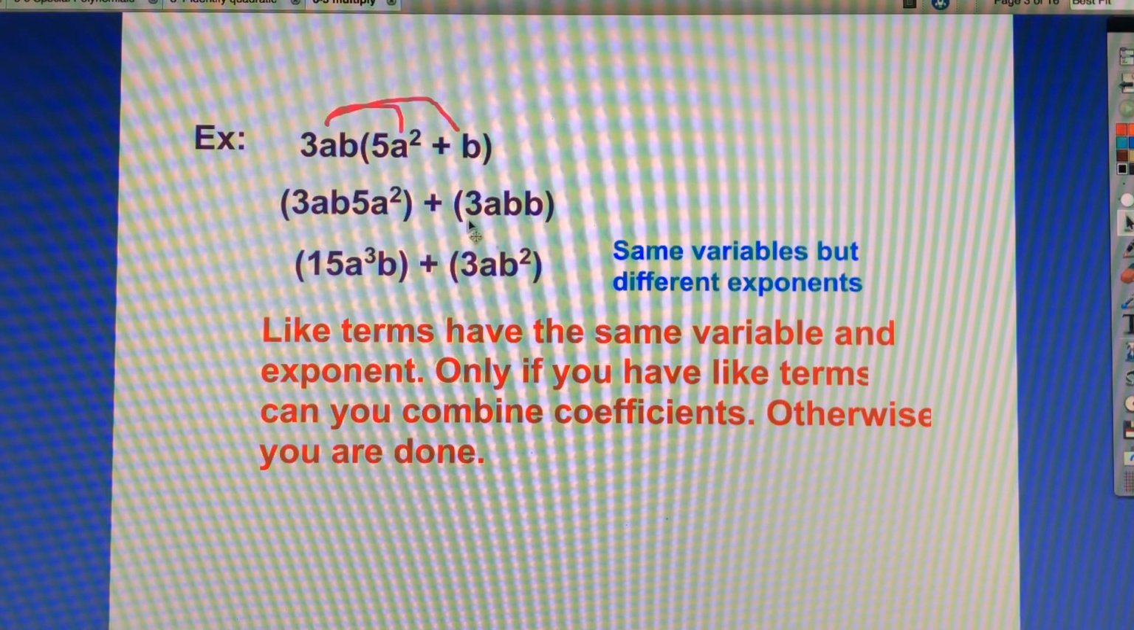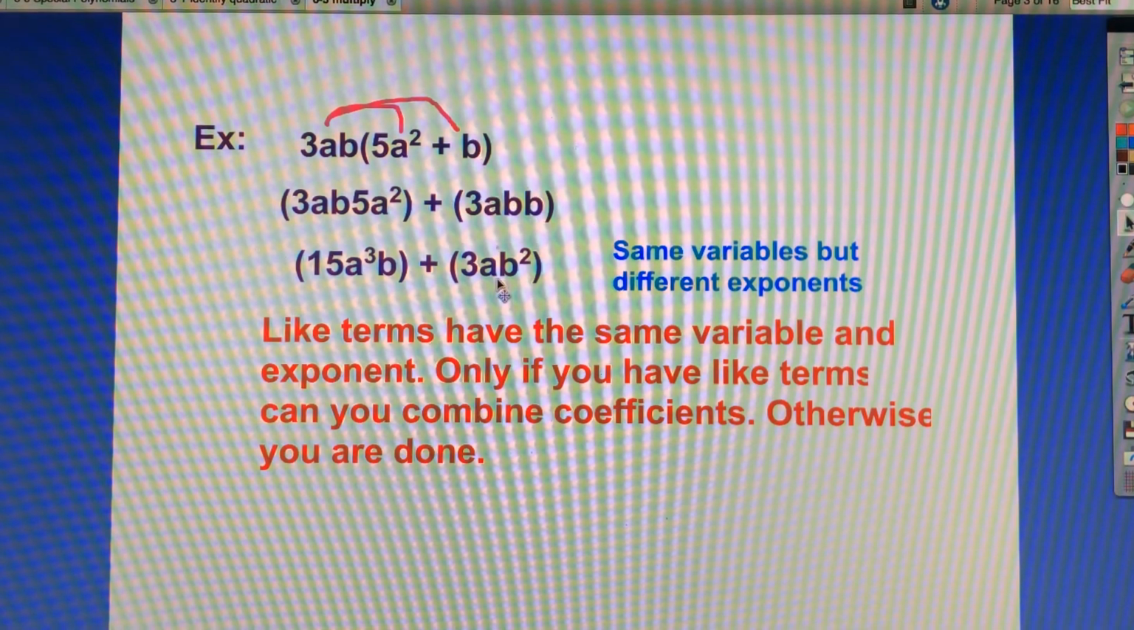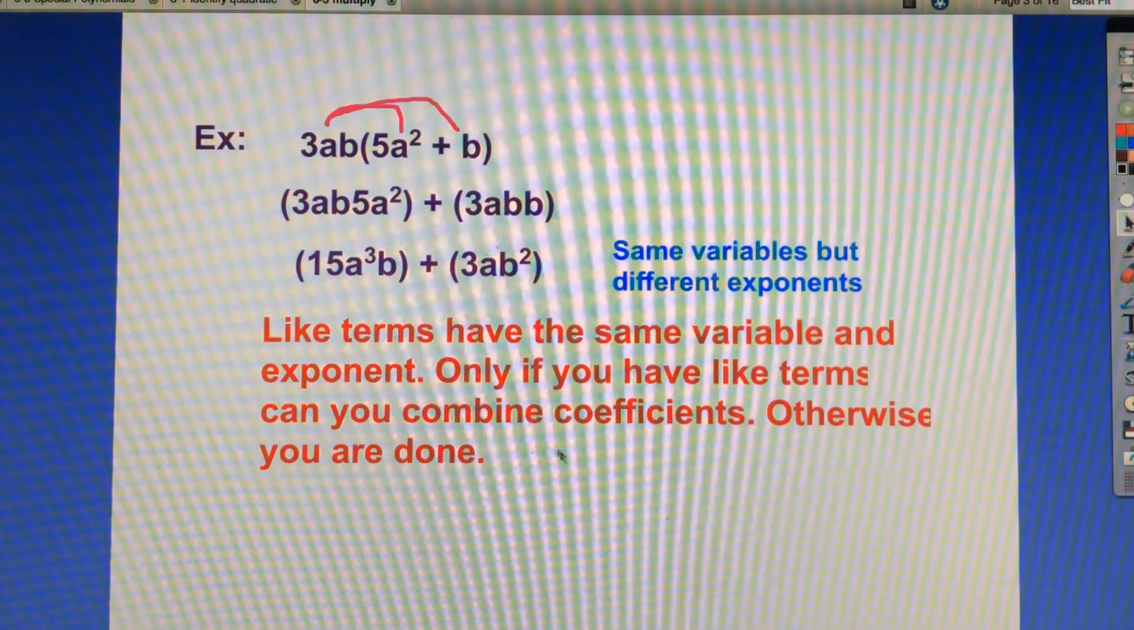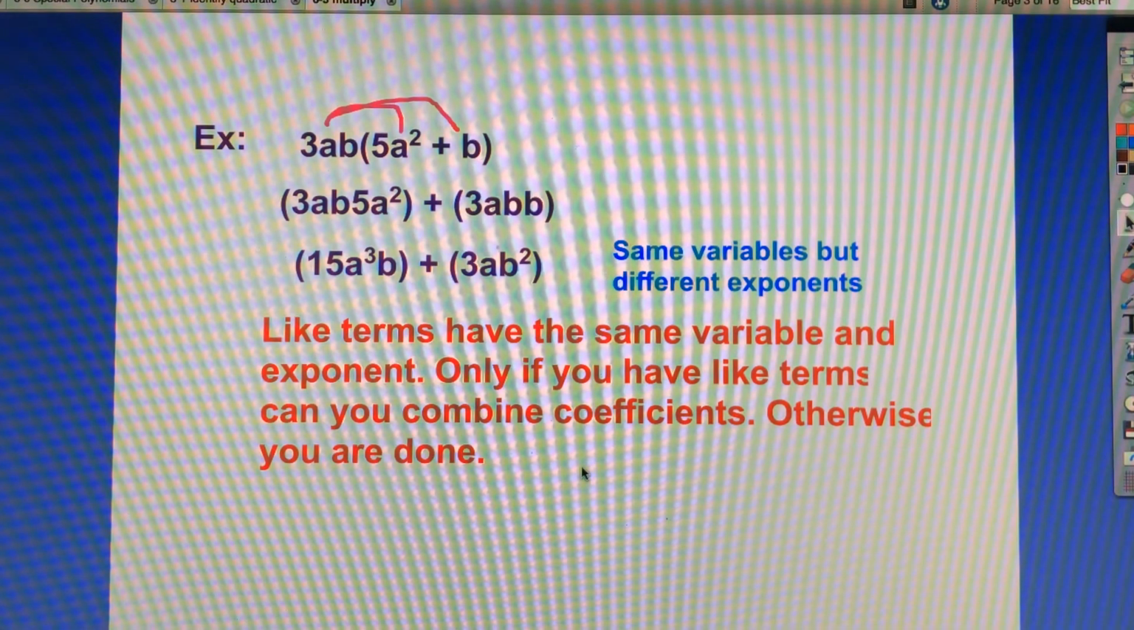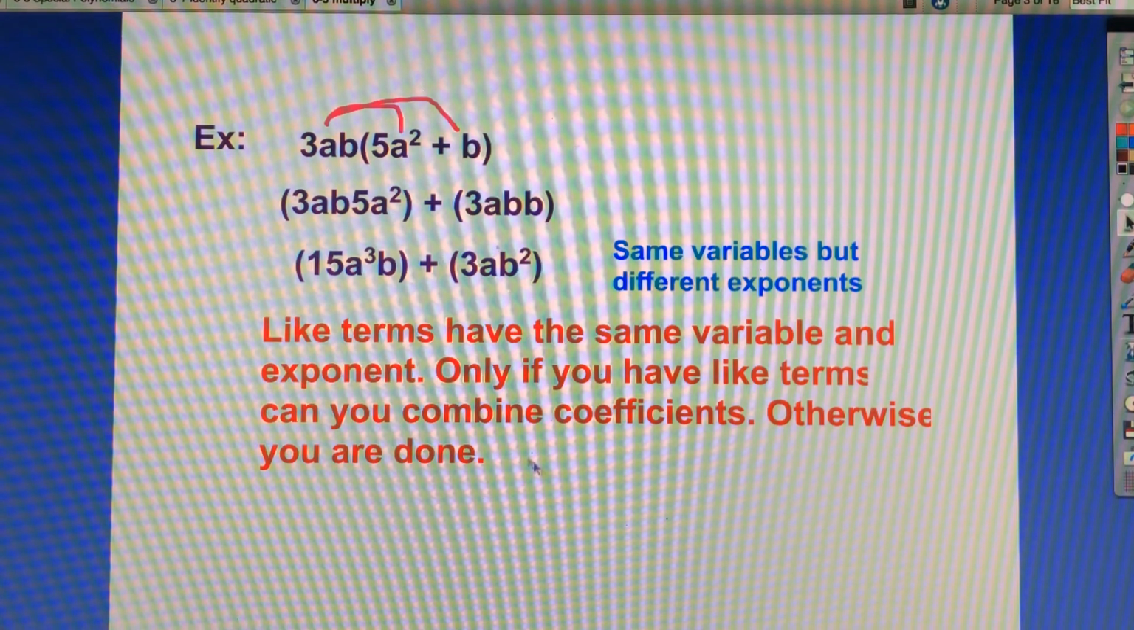Next term, 3, there's only one coefficient, bring it down. A, there's only one a. B times b is b squared. Like terms have the same variable and the same exponent. Only if you have like terms can you combine the coefficients. Otherwise, you are done. So if you thought for a moment that these were like terms because they both had an a and a b, they are not. They do not have the same exponents, so you cannot combine these together.